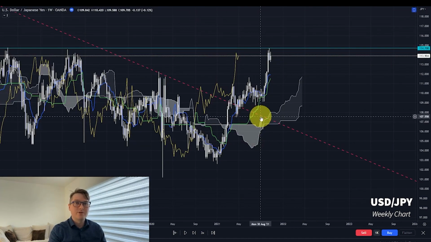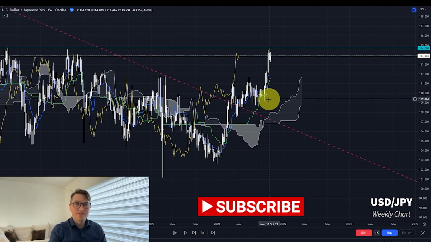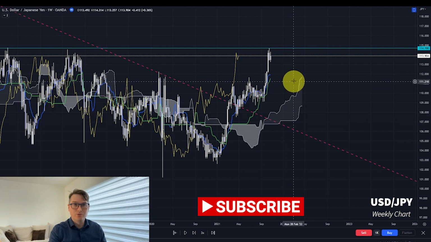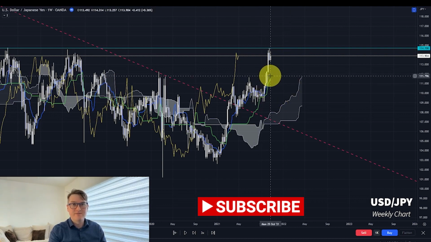Okay guys, so here's a look at the weekly chart of the US dollar Japanese yen. And I do see now that we have a trend in the bullish direction. Right now the Tenkan Sen is a little bit flat, but we have the Kijun Sen pointing up.